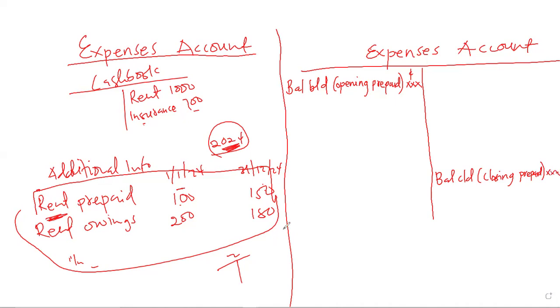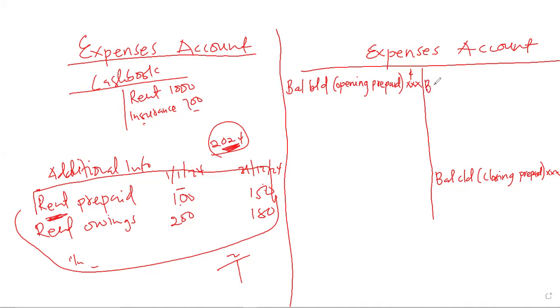Closing prepaid. Then in the question, if there is rent owing, you ask: is rent owing an asset or a liability? The organization is still owing an expense, so it is a liability to the organization, and all liabilities have a credit balance. So if rent owing or expenses owing is a liability, then the opening balance of the expenses owing should be on the credit side.